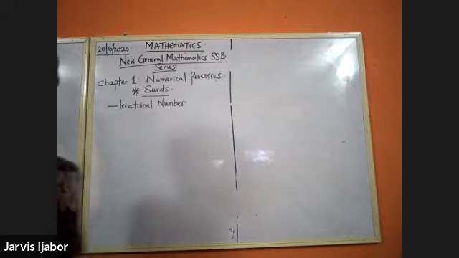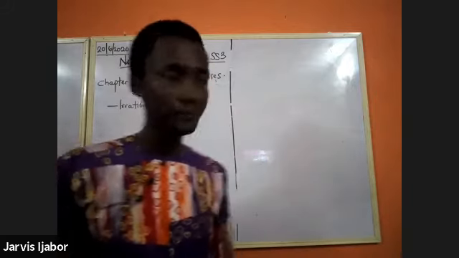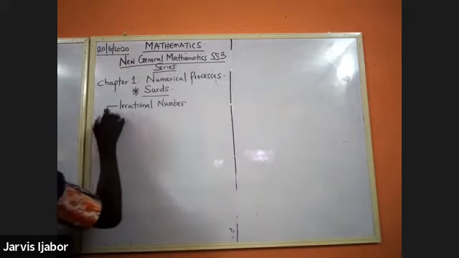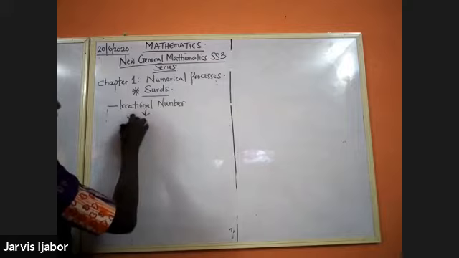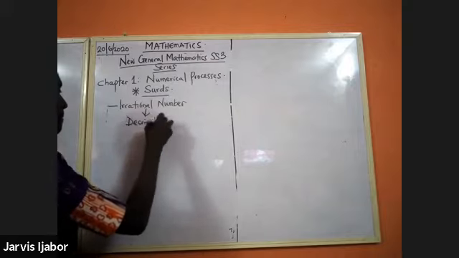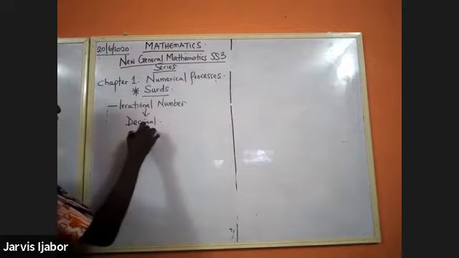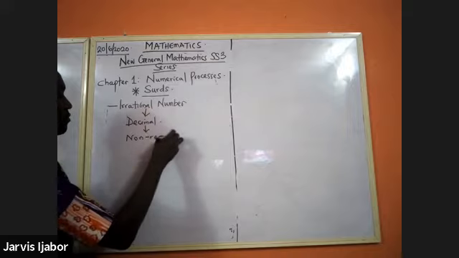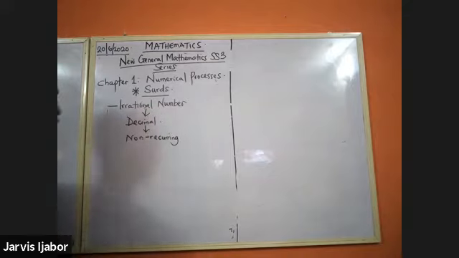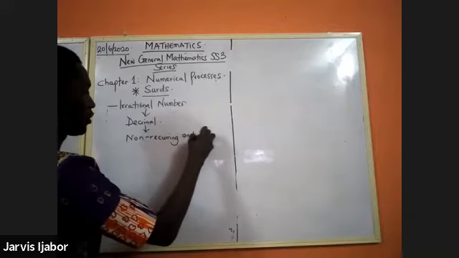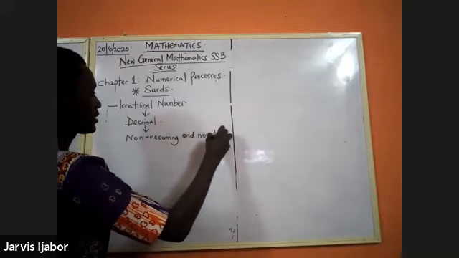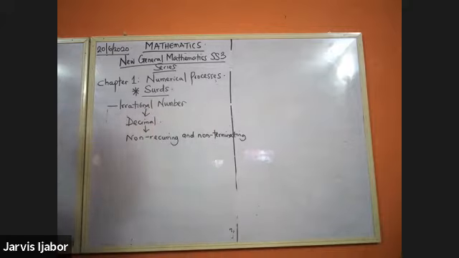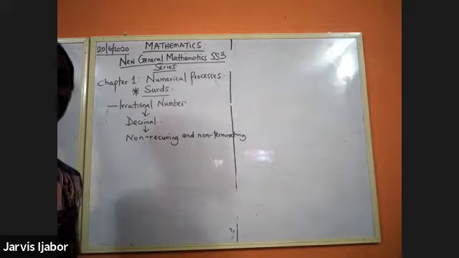What's an irrational number? An irrational number is a type of number. It's a decimal. What type of decimal? It's a decimal that is non-recurring and non-terminating. So the decimal number is non-recurring and non-terminating.